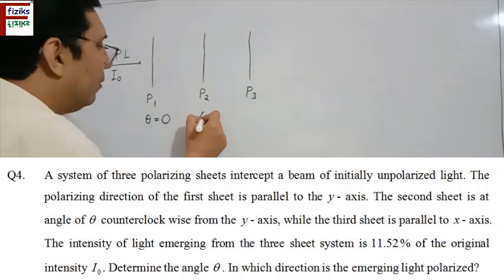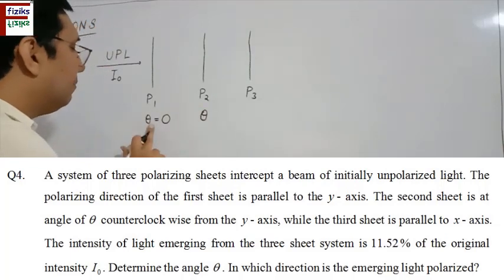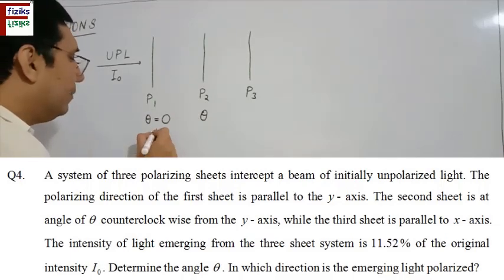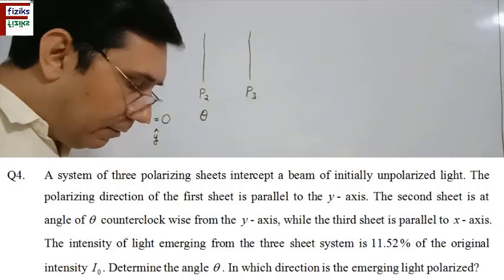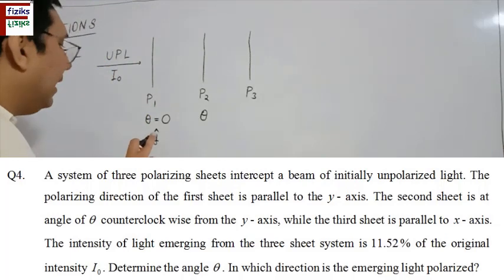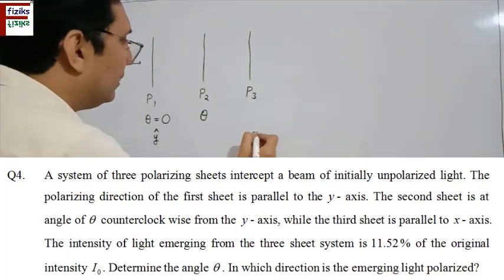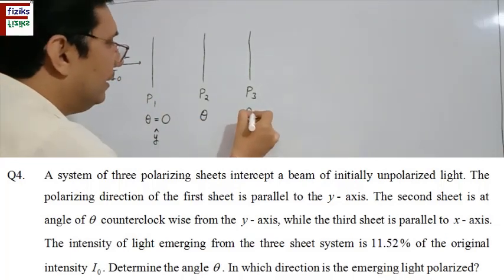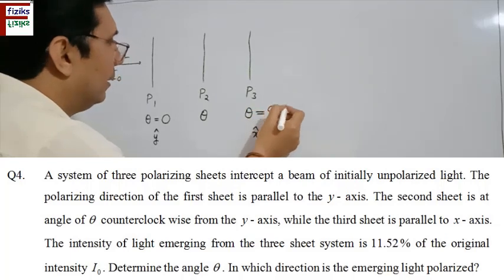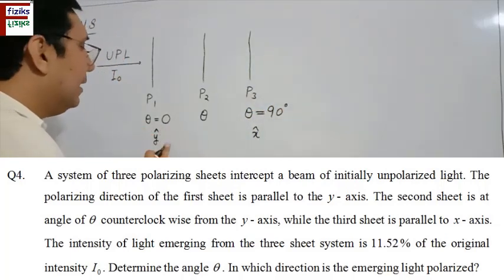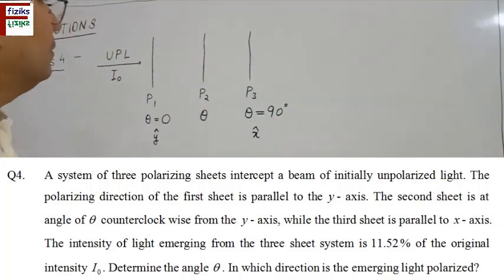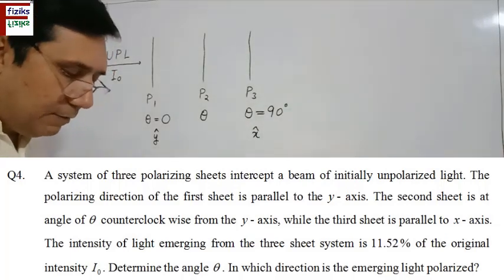So I am not aware about this angle. It is oriented at theta with respect to the pass axis of the first sheet, and these two make an angle theta with each other. This is along the y direction. The third sheet is parallel to the x-axis. If this is in the y direction and this is in the x direction, the corresponding angle will be 90 degrees. So the pass axis of the first is at 0 degrees, the second at theta, and the third at 90 degrees. These are the orientations of the pass axes of the 3 polarizers given in this question.